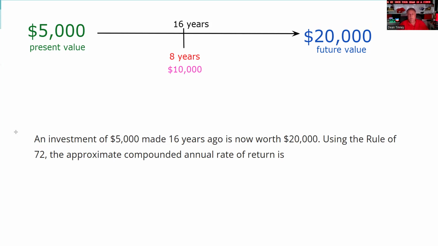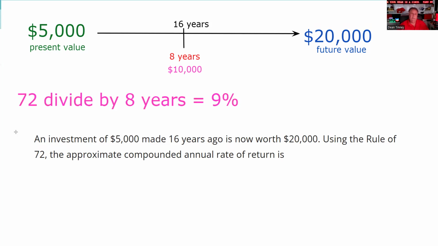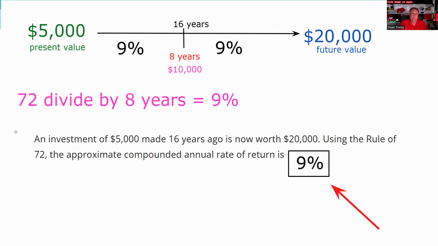And the rule of 72 says we can take 72 and divide by the number of years to figure out that rate of return. So if it's 8 years to double from 5 to 10, that's 9%. And again, 72 divided by 9 says it's going to take us another 8 years to double to 20. So the answer to the question is 9%. That's what it takes, using the rule of 72, to double 5 to 10 and 10 to 20.